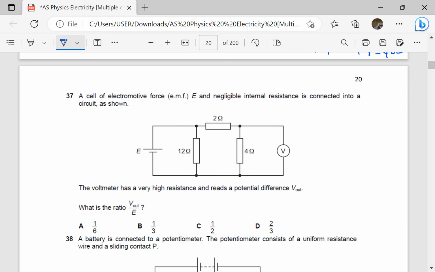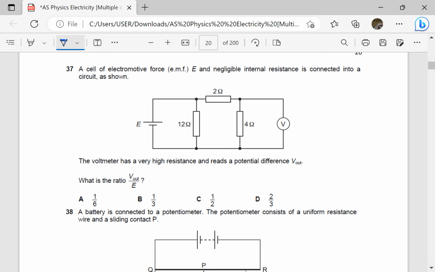A set of EMF E and negligible internal resistance is connected into a circuit as shown in the figure here. The voltmeter has a high resistance, so no current flows through the voltmeter. So let's find the current. This is I, this is going to be I1, this is going to be I2. So it means I2 is the same current flowing here, because the current there is going to be 0.